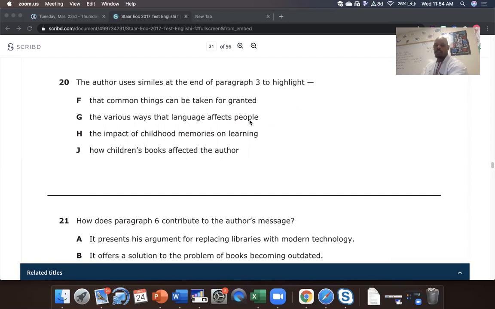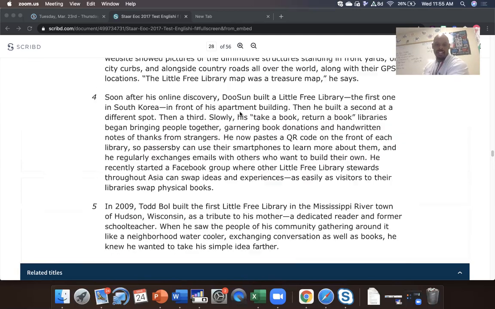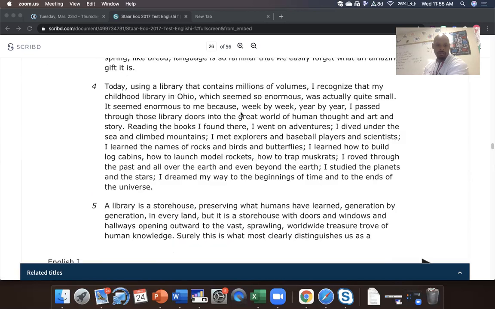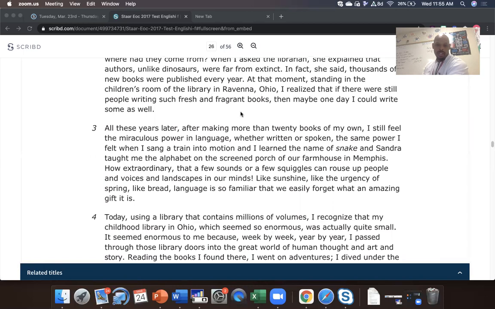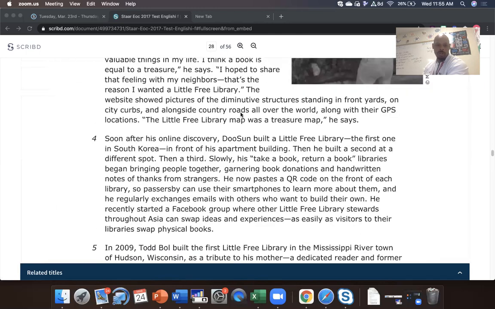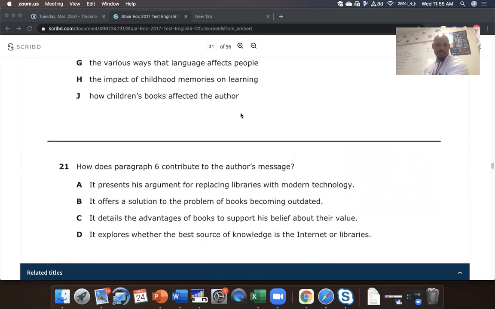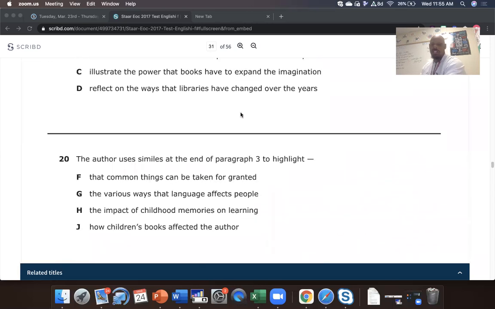And also look at what he said. Look at what the author says at the end of the paragraph, right? Look at the last couple of lines. So with that being said, what do we feel like the answer is to number 20? Raise your hand if you think it's F. Raise your hand if you think it's G. The correct answer to number 20 is F.